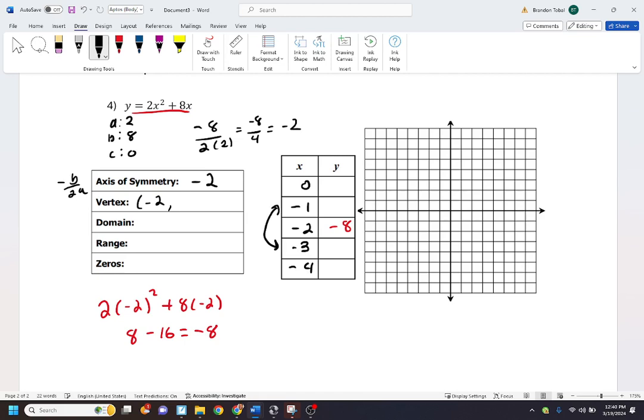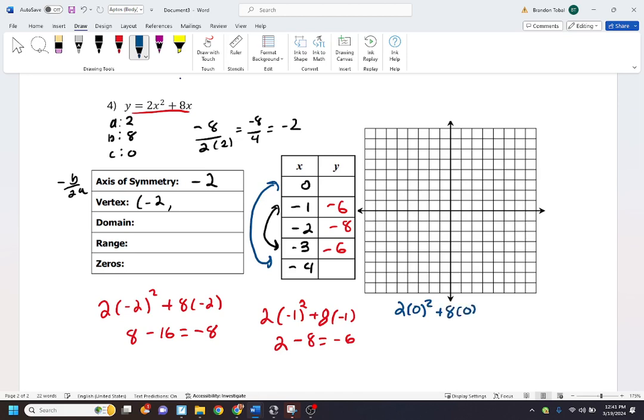So between negative 1 and negative 3, I'll put negative 1. So 2 times negative 1 squared plus 8 times negative 1. Negative 1 squared is positive, so that's 2 minus 8. That's negative 6. So if this is negative 6, this is negative 6. And these should be the same. So 0 and negative 4, I'll plug in 0. 2 times 0 squared plus 8 times 0. 0 plus 0 equals 0. So this is 0 and this is 0.